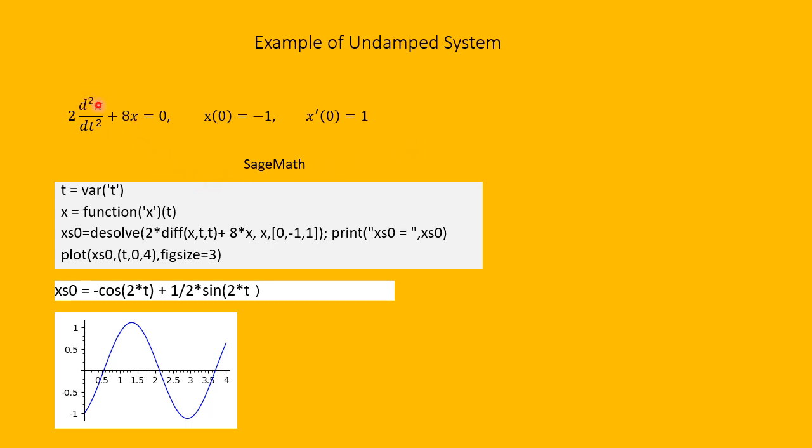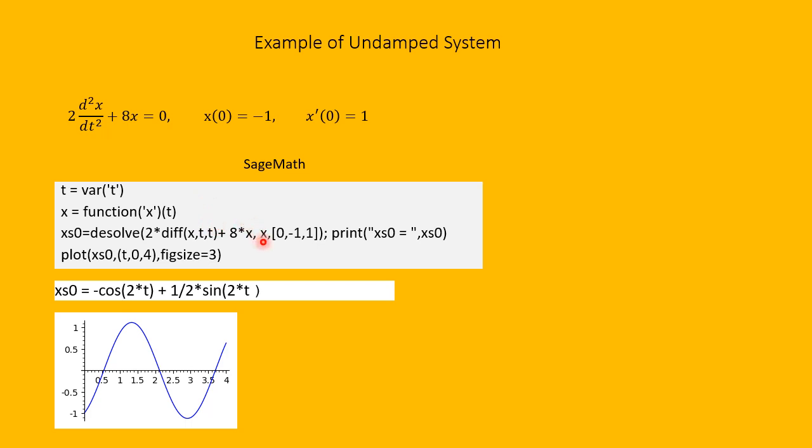Remember that x is a function of t. So first, we will say t is a variable, which we call t. x is a function, x(t). xs0 is just going to be the name of our solution. And desolve, that's using a differential equation solver built into SageMath. And then the differential equation, 2 times the second derivative of x with respect to t plus 8 times x, the equals 0 is implied.